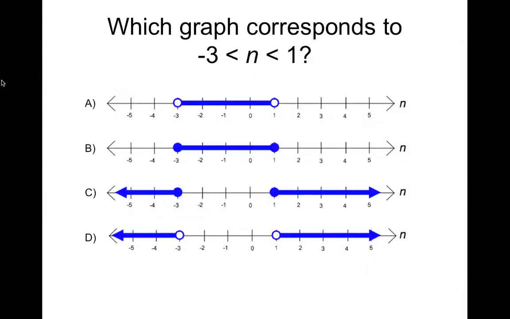Which graph corresponds to -3 is less than n is less than 1? Choice A represents the conjunction. Choice B looks awfully similar, and if you pick choice B, you pick the one where n could also equal -3 or 1. However, since -3 was strictly less than n and n strictly less than 1, choice A represented that situation.